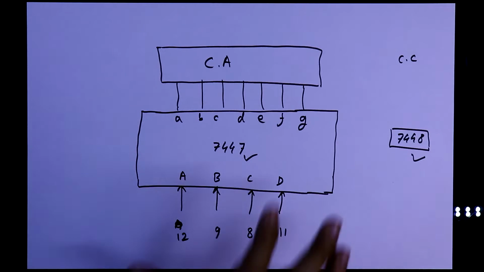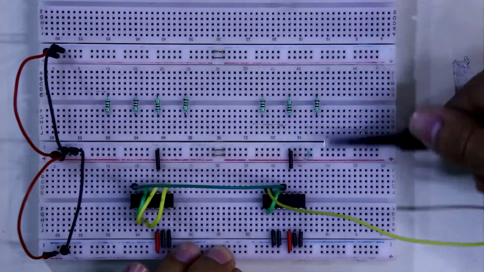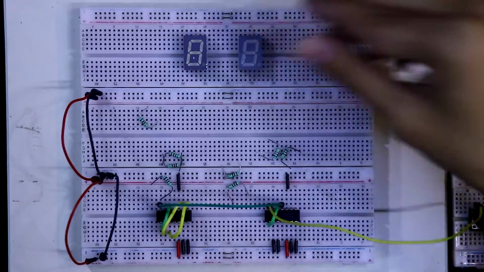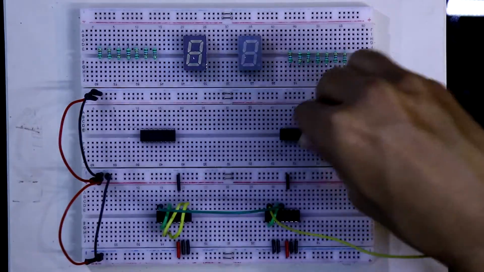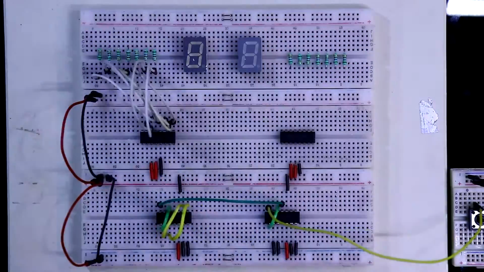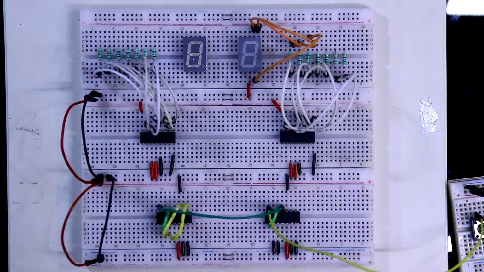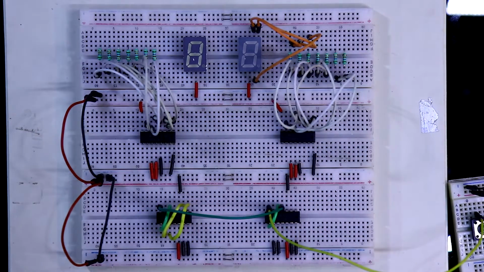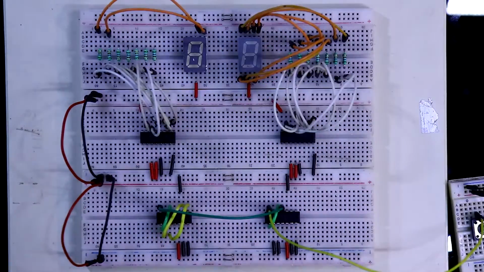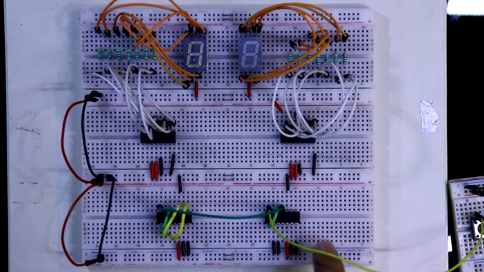Now we'll see this display connection on the breadboard. Instead of LEDs, we'll use a display. Common anode display, connecting current limiting resistor for the display, putting the 7447, connecting positives and negatives and other connections. As it is a common anode, the common pin should be connected to the positive rail. Display is connected. Now I have to connect the output of this IC to the input of this IC.